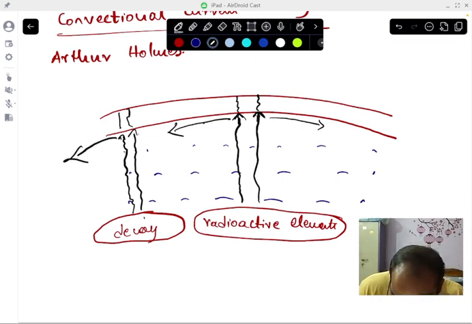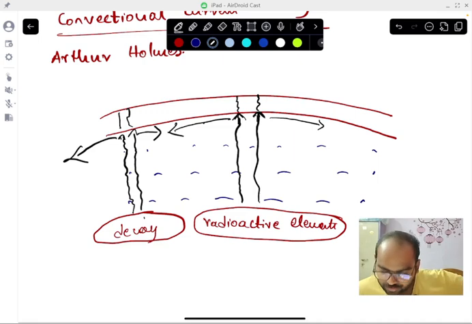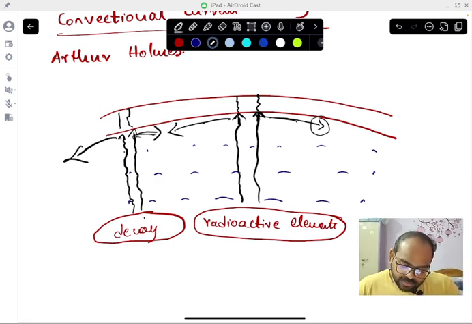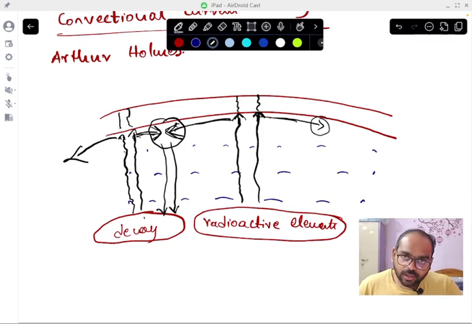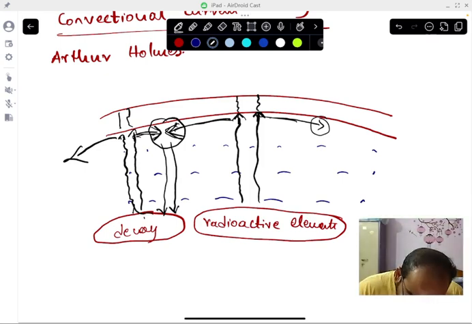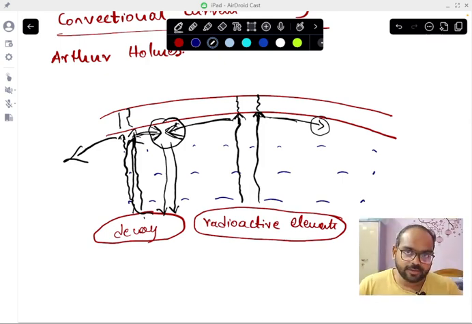Here, see, it is getting diverged. It hit and got diverged, and this magma is also converging with magma coming from another direction. These two are converging and settling down. And again it is getting heated due to decay and rising up. So we can see a cycle here. This cycle is called convectional current.